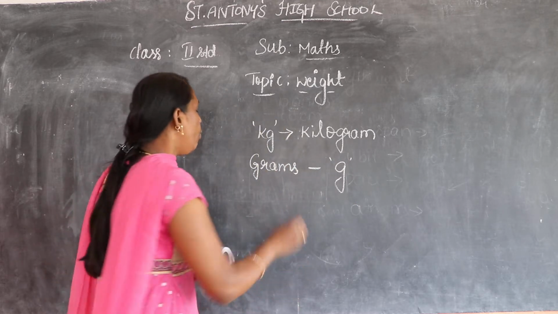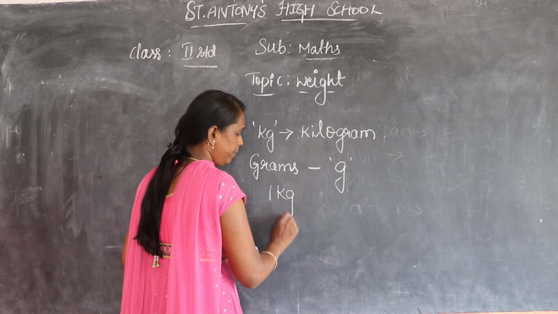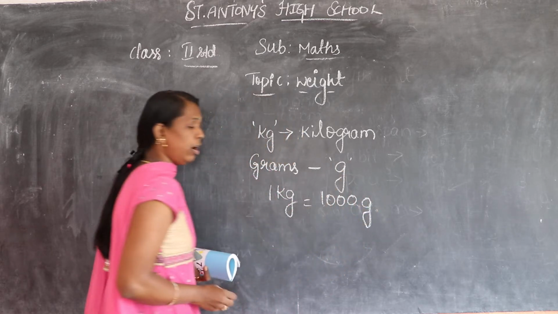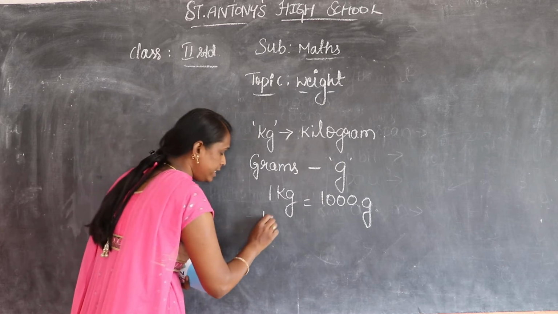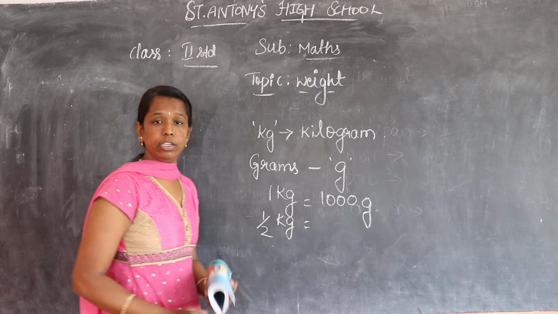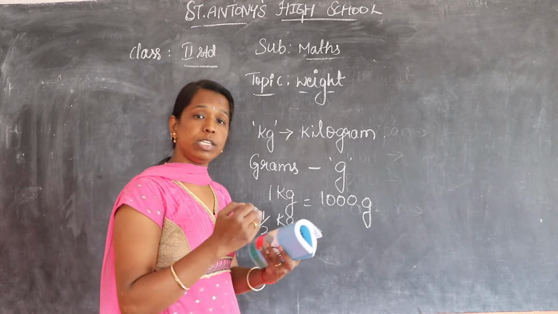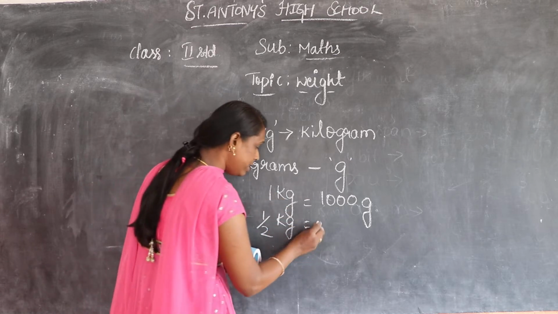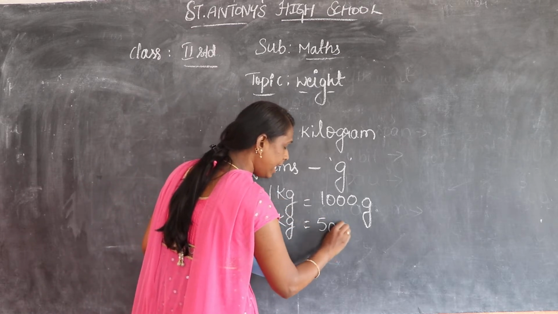Okay children, 1 kg is equal to 1000 grams. Half kg: if you buy a half kg of sugar, when we measure it using the electronic weighing machine, it measures how much, children? 500 grams.